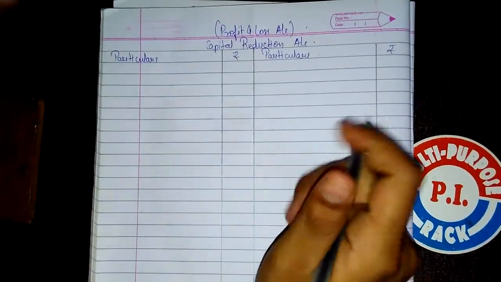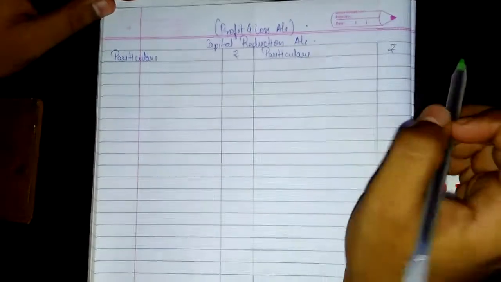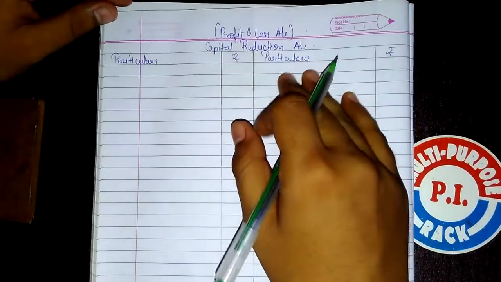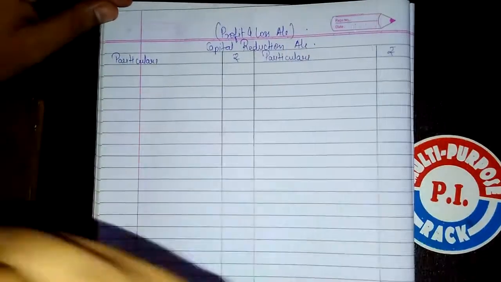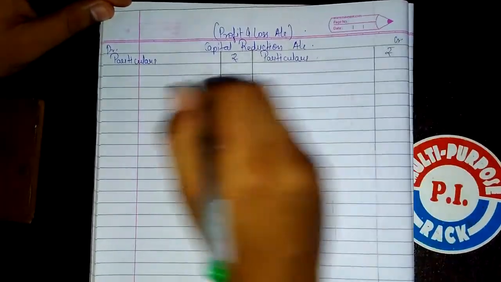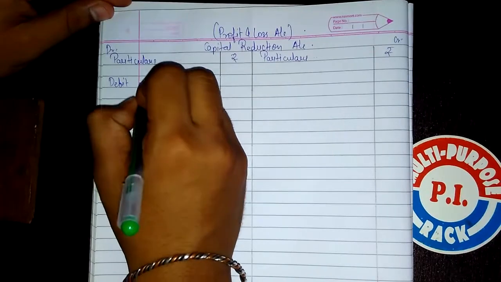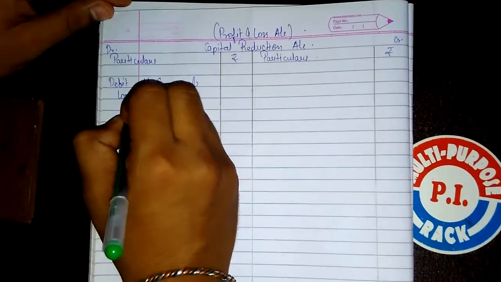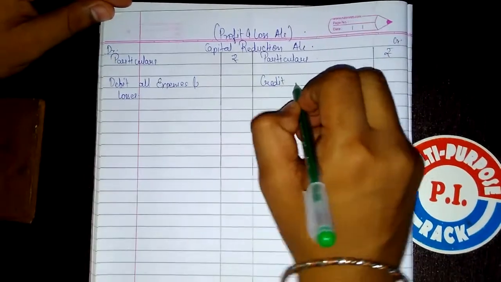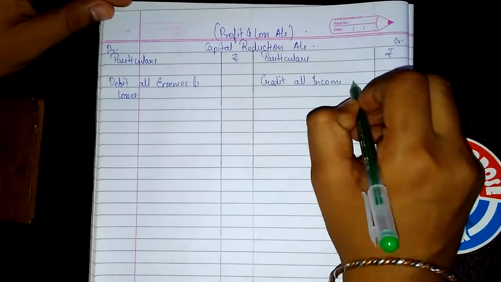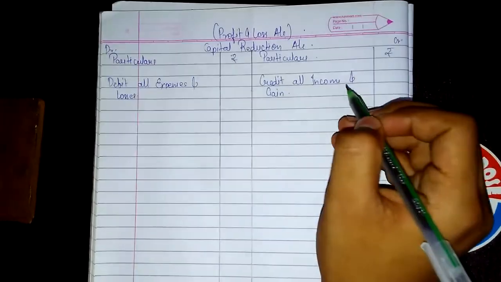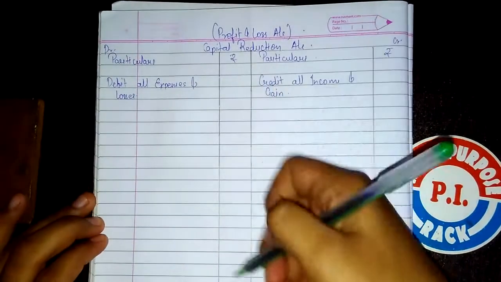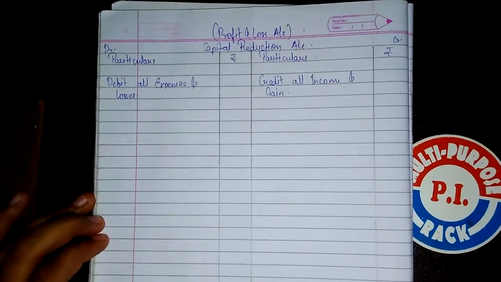Okay. So the profit and loss account is a nominal account. What does the golden rule of nominal account say? Debit all expenses and losses, credit all income and gain. So firstly we'll write this over here: debit all expenses and losses, credit all income and gain. So we'll start with the credit, that is all incomes and gains.